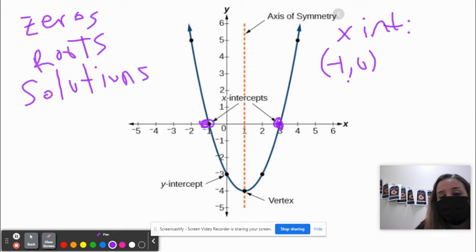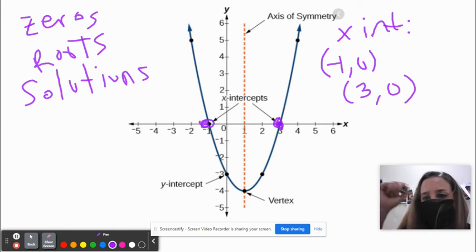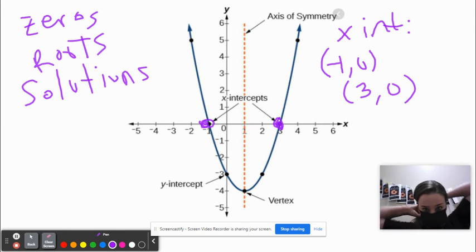This would be (3, 0). Good morning, everyone, and happy Wednesday. Just to let you know, today, okay, so those are the x-intercepts.